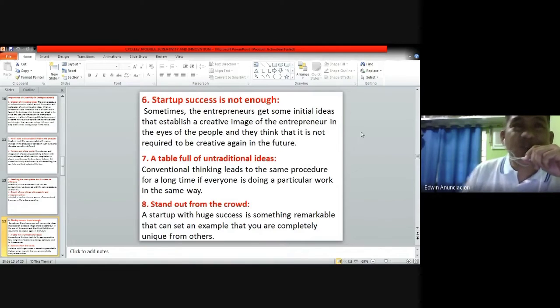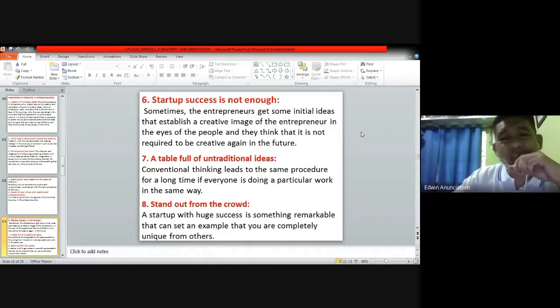Though sabihin mong advantage pa rin ang mayroong mastery, na-perfect mo na yung system, but the question is, are your target market, are your customers still enjoying the products and services that you are already offering them for a longer period of time?